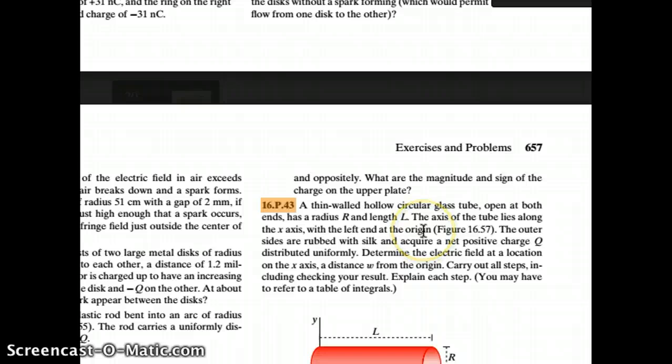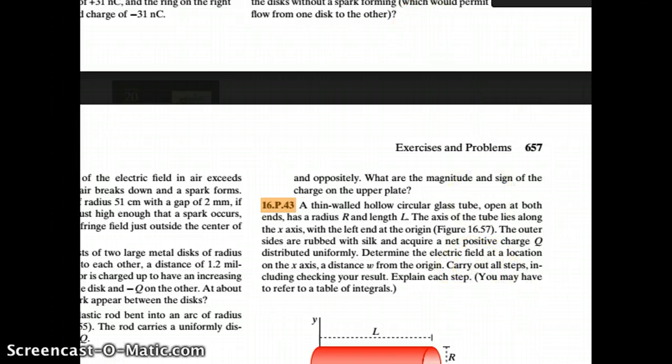L. The axis of the tube lies along the x-axis, with the left end at the origin. The outer sides are rubbed with silk and acquire a net positive charge Q distributed uniformly. Determine the electric field at a location on the x-axis, a distance w from the origin.